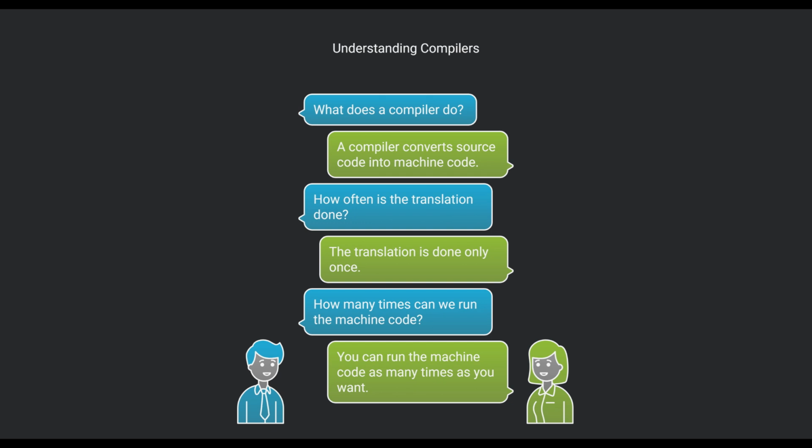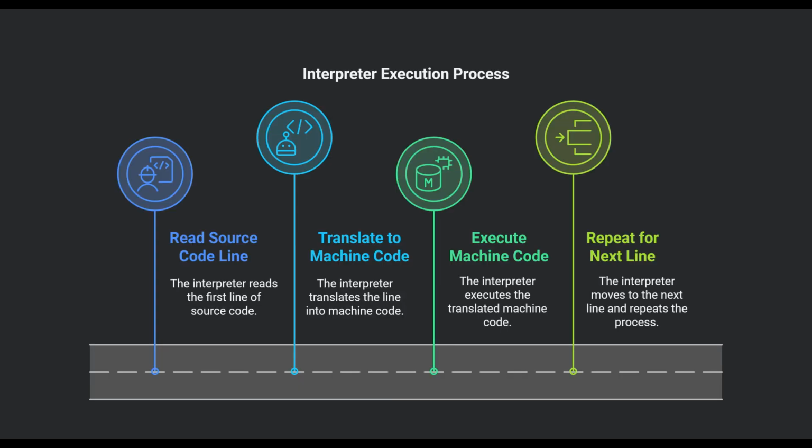So can we do the same thing with an interpreter also? Let's see this one. What will the interpreter do? It reads the source code line by line. First thing, okay? It translates the code into machine code, line by line only. So once it reads one line, it translates it into machine code. After that, it executes the translated machine code. The interpreter moves to the next line and repeats the same process. It reads one by one, right?